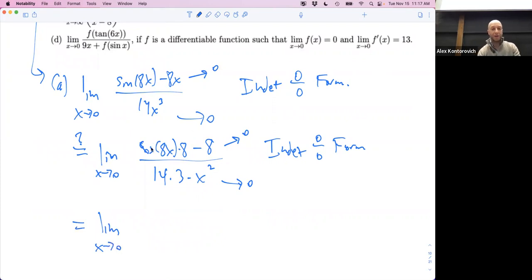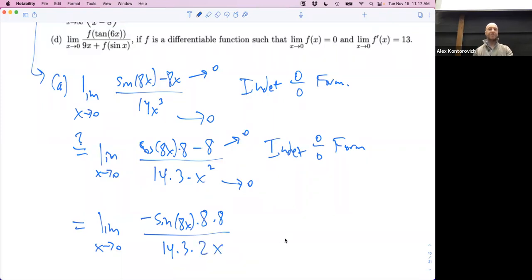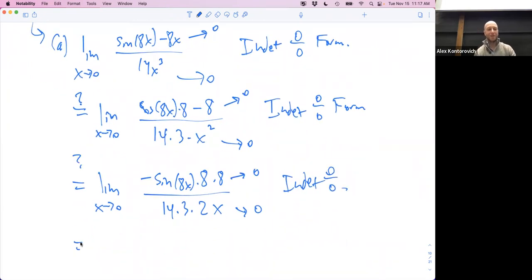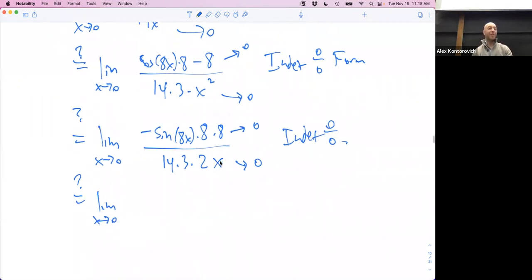Limit as x goes to 0. Now I'm going to differentiate this. The minus 8 is gone. Cosine is a negative sine of 8x. Chain rule 8, constant 8. There was that constant 8 that just stayed there, and there's a chain rule 8 that came out. And what about the denominator? 14 times 3 times 2 times x. This goes to 0. This goes to 0. It's indeterminate 0 over 0. So I still don't know if I'm justified in doing any of this, but let's take one more. I see that one more will give me a number on the bottom. So I definitely am running out of L'Hopitals.